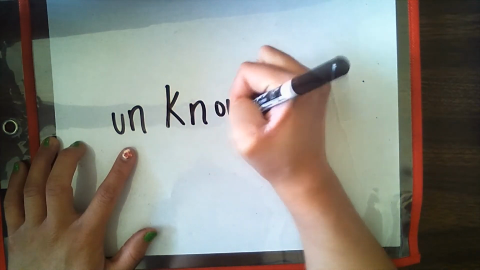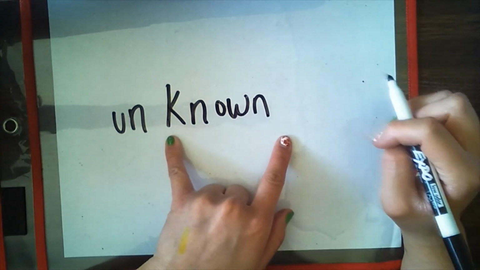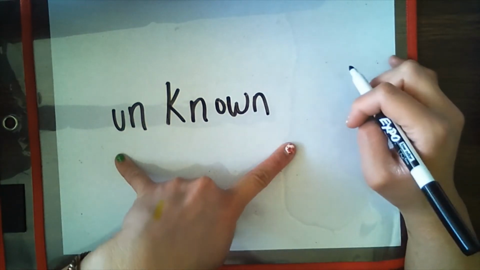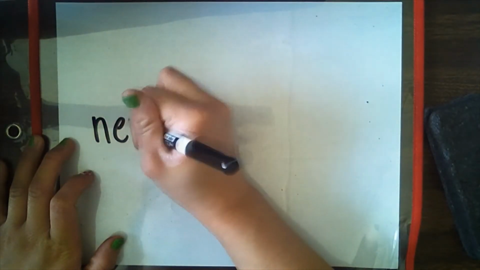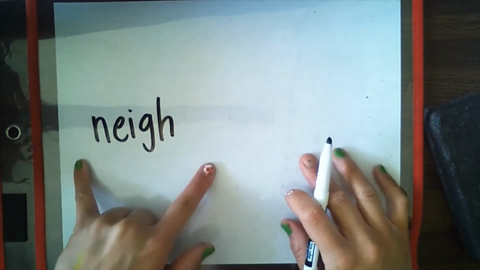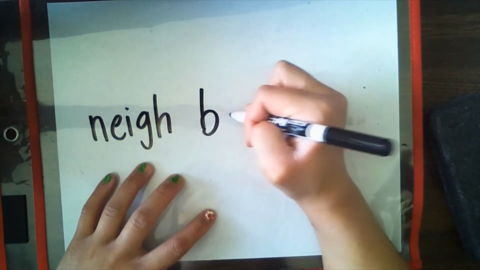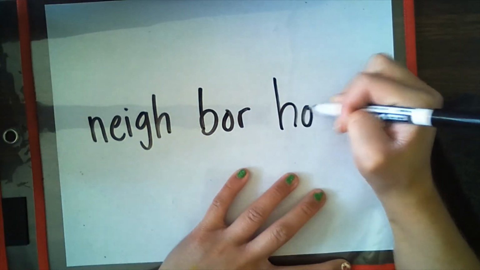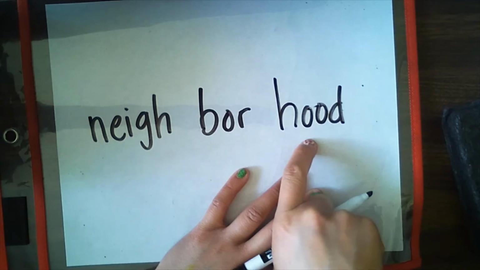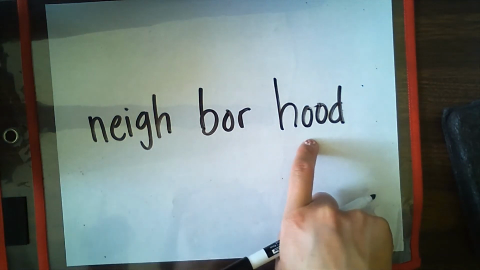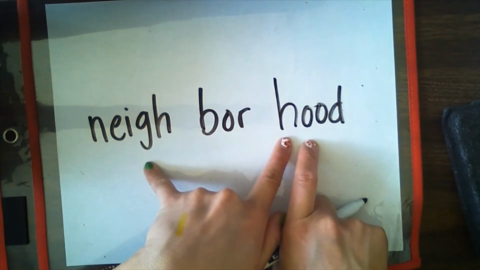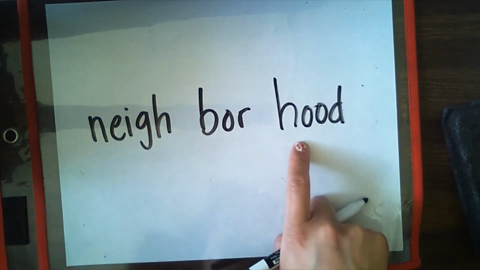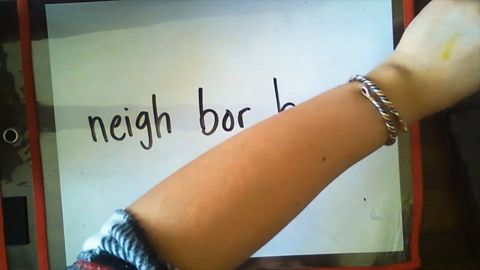Moving on. Read, un. Read, known. Try for the real word, unknown. Read, nay. Read, bore. Read, hood. All right, my friends, try for the real word. Neighborhood. Okay, so that's very tricky, my friends, so pay close attention here.